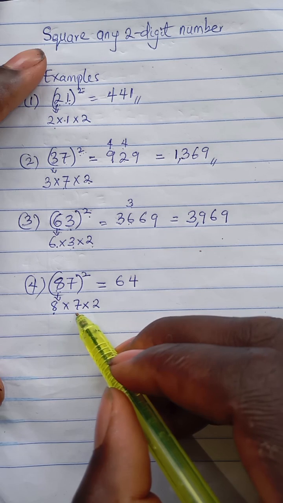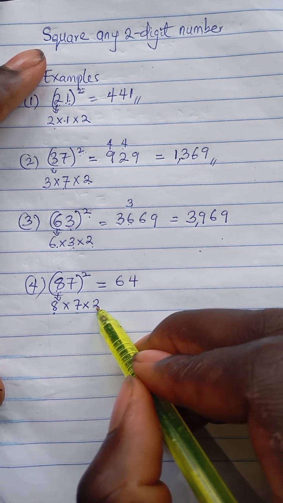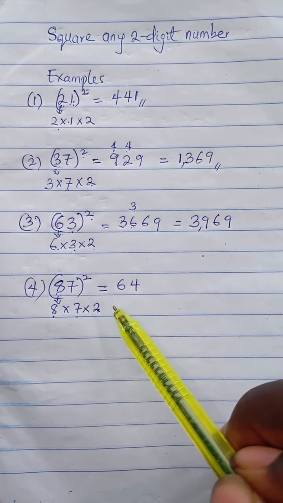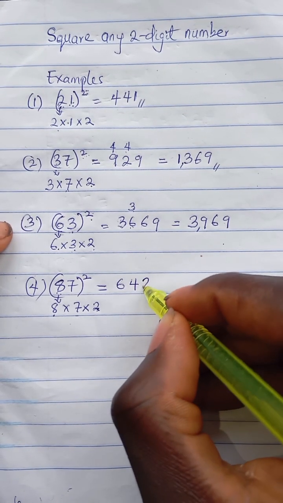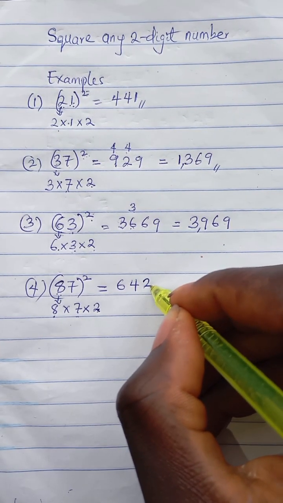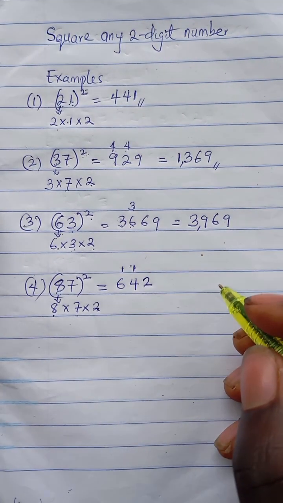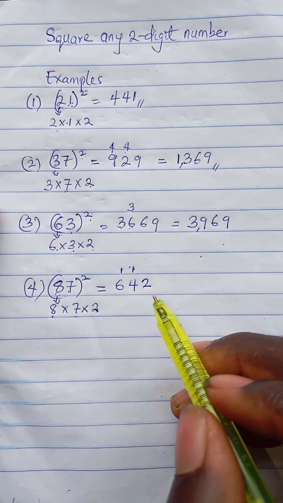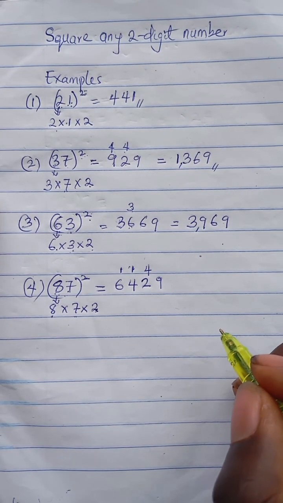Alright, so 8 times 7 is what? 56. And 56 times 2 is what? 112. Now I know you're asking, how do we write this problem? Don't panic. You just write your 2, always write the last number, and then carry over 11. Alright, so the next thing to do is 7 squared, which is 49. So you write 9 and carry over 4.